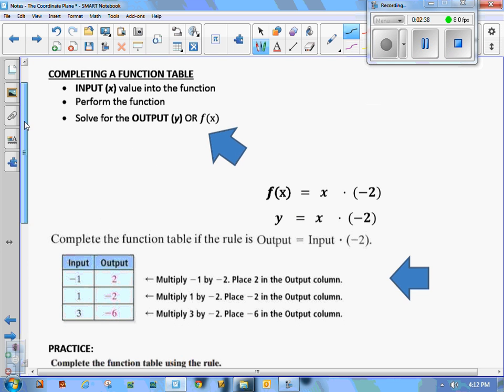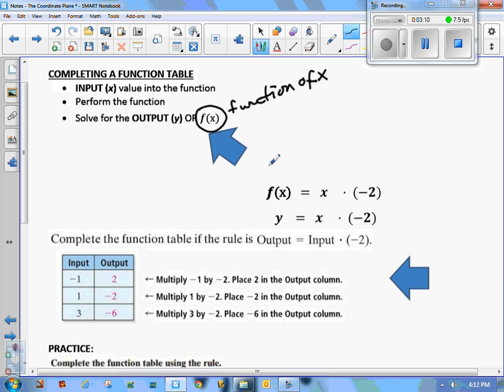Completing a function table, input, remember, is your x value into the function. You're going to perform that function, and then you're going to get the output, or your y. That y value is also called f of x, or the function of x. Now I know we're in secondary math, but it is an upper level term. But it is going to be one that you may see when we look at these function tables, so you need to get used to looking at that.